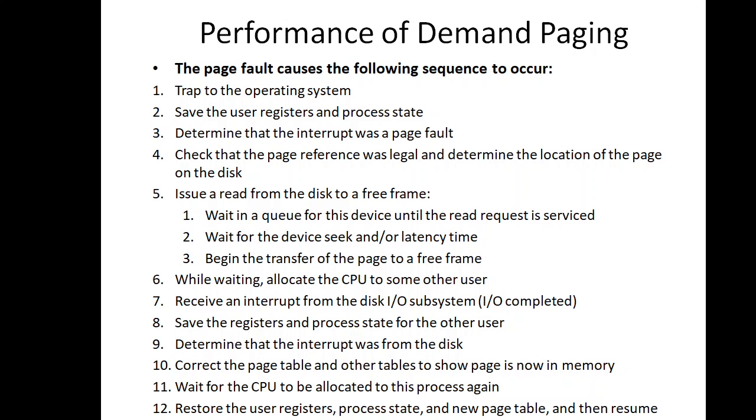Once the CPU is allocated, the last step is what? Restore the user registers, process state and new page table, and then resume the interrupted instruction. After restoring the values of registers, process state, as well as the new page table, which is nothing but the updated one, we should resume the interrupted instruction and start executing again.